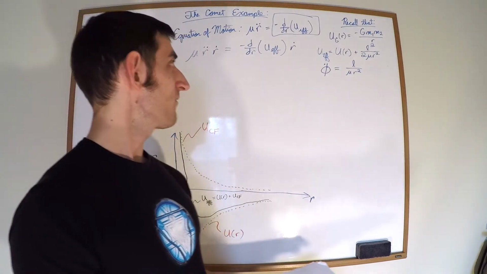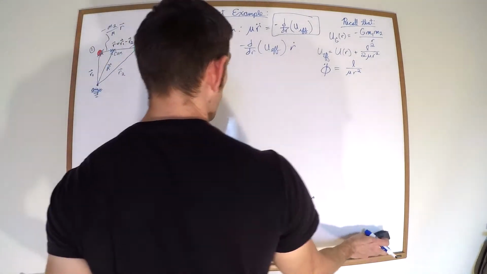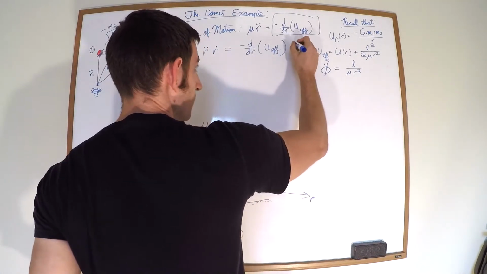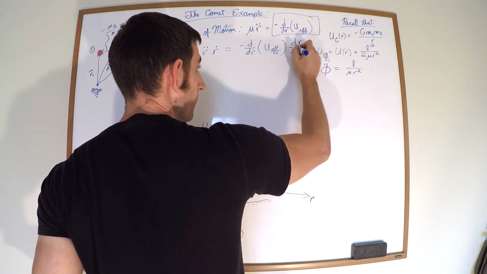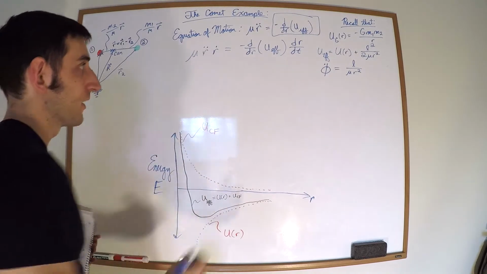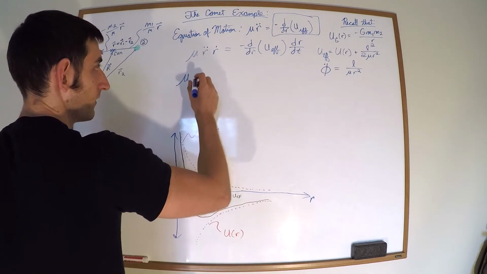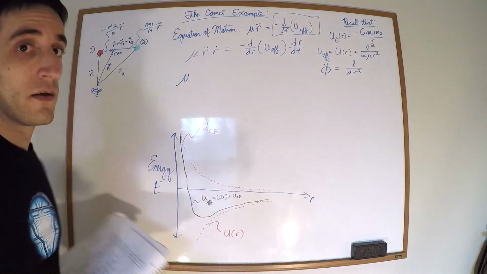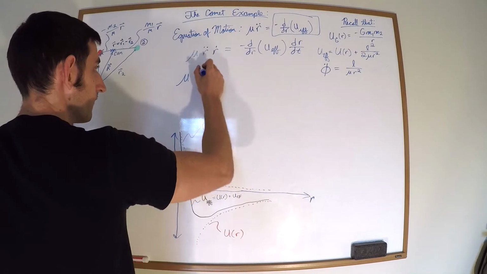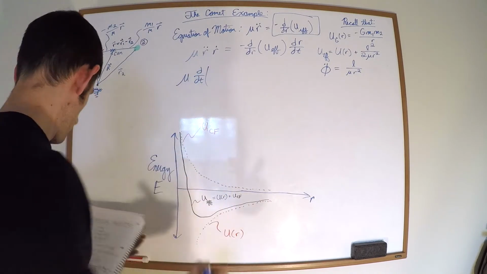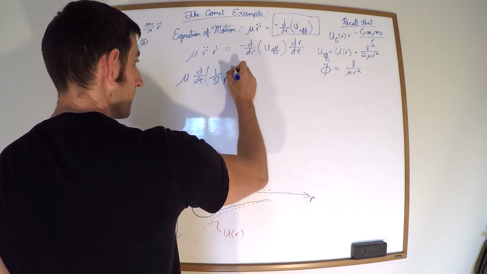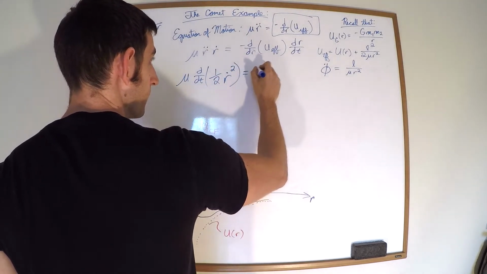Well, let me write this a bit differently. First, I'm going to write this r dot as dr dt. And here, I'm going to write the following, and I'm going to prove it, okay? So this is no different than the time derivative of 1/2 r dot squared, all right?